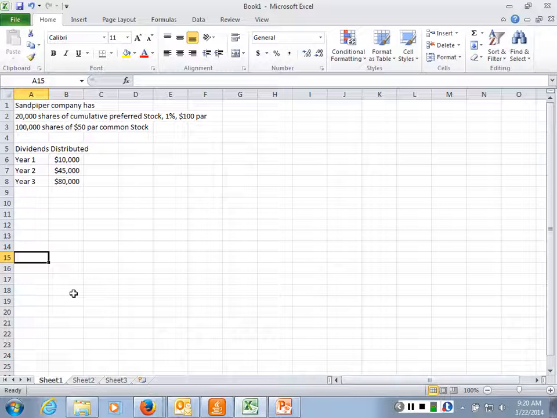All right, it says it's 1% and it's $100 par. That 1%, even if they give it to you when you're selling stock, the only time you ever take that 1% into consideration is when you're paying dividends. So what that means is that 20,000 shares is how many shares we have outstanding, but only 1% of those are going to get dividends.